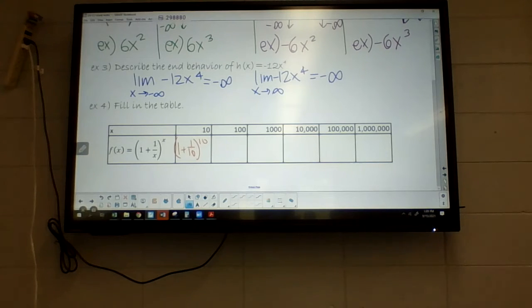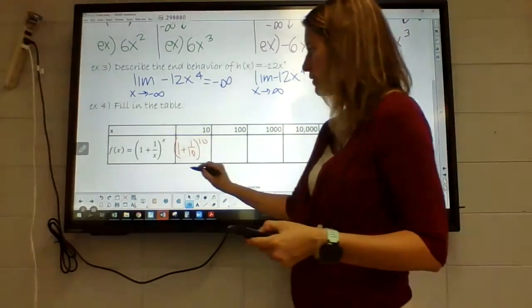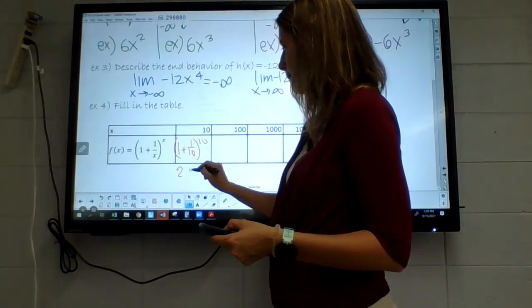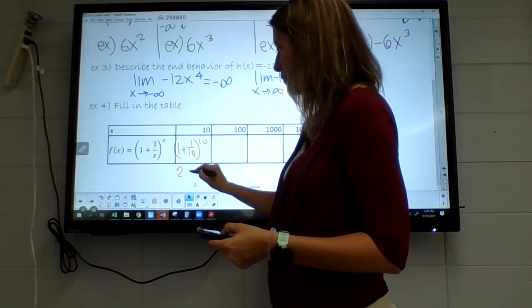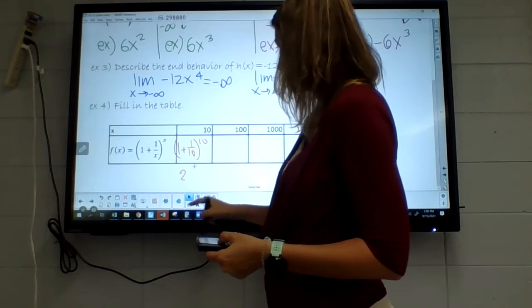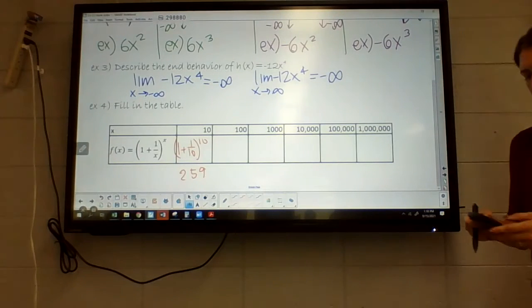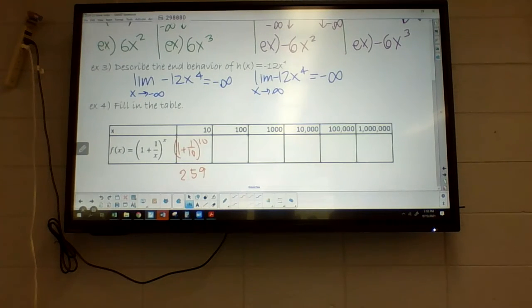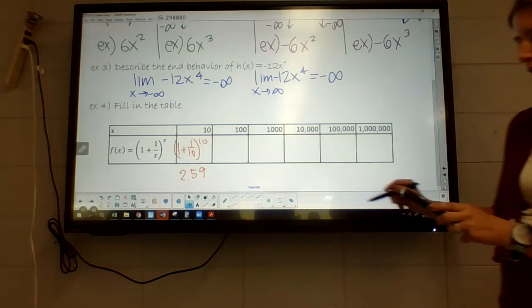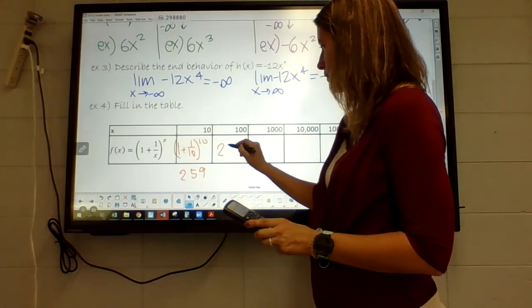Be like 2.6-ish, 2.59. And again, just getting used to putting stuff like this into the calculator. And then if you've used your calculator, you can actually go back in and edit the previous one. So I'm just going to add another 0 in there, so you can use the insert button or you can just retype it. And I got like 2.7 now.